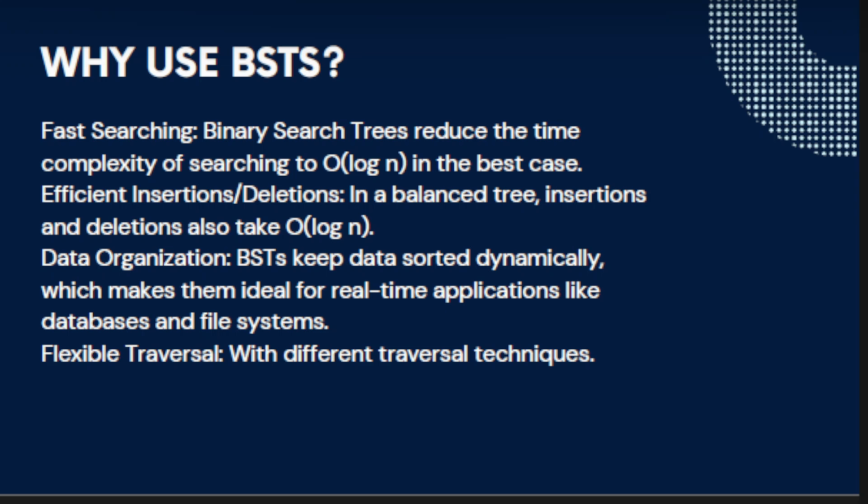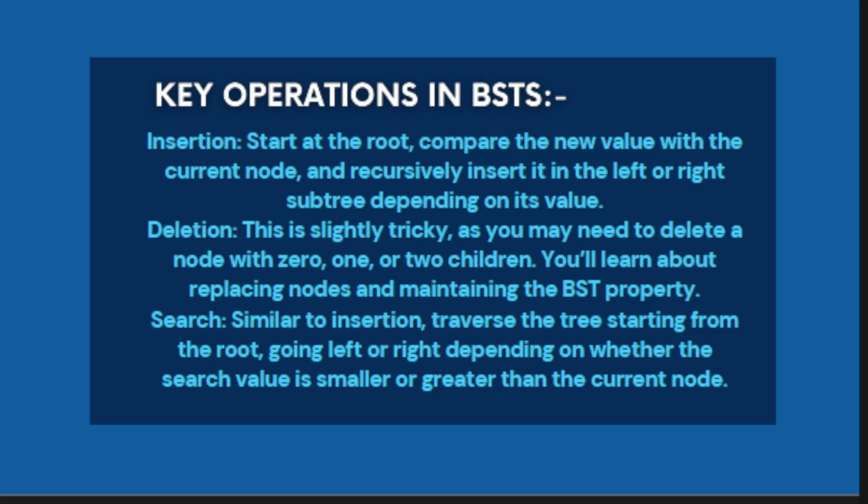Now see the key operations of BST. There are three main operations we perform in a binary search tree: insertion, deletion, and searching. In insertion, start at the root, compare the new value with the current node, and recursively insert it in the left or right subtree depending on its value.